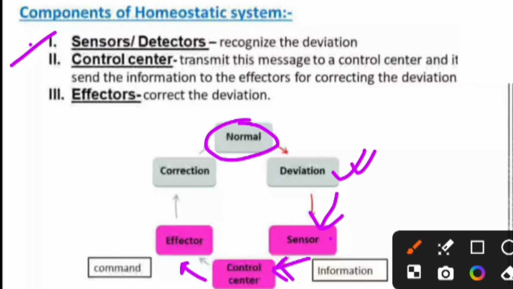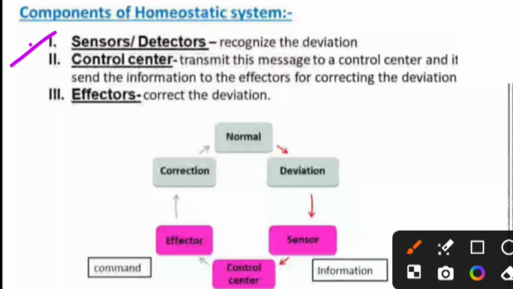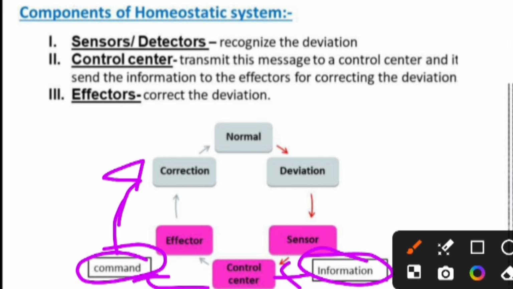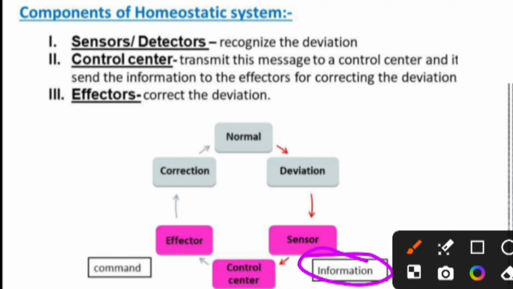In a normal condition, for example, a mosquito bites your left hand. The information comes into the control system, and then the command that the effector gives corrects the deviation. For example, you kill the mosquito with your right hand, then you correct the deviation, so the condition becomes normal. Then the mechanism of action of the homeostatic system.